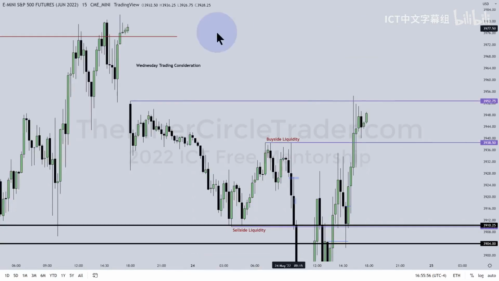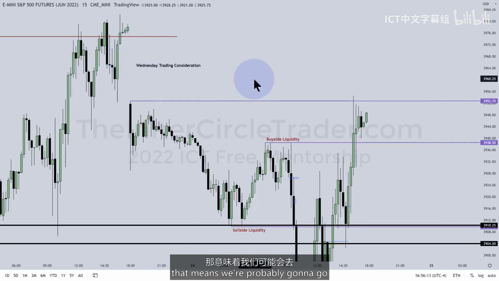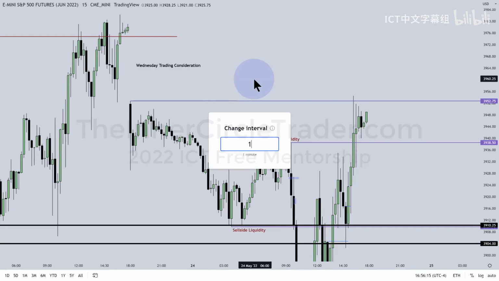And to what price level? I'd like the low on that candle. Okay, so if it was going to be a perfect delivery, it would go right to that candle's low. But I'm not expecting perfect. I'm not suggesting that at all. But if we go above this area, that means we're probably going to go into a deeper run on the daily.